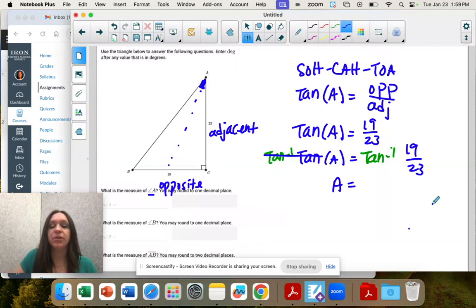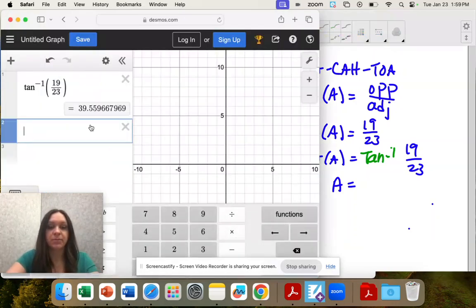And then remember that the two acute angles in a right triangle add to 90. So to find B, I'm going to subtract that from 90, which is 50.4.